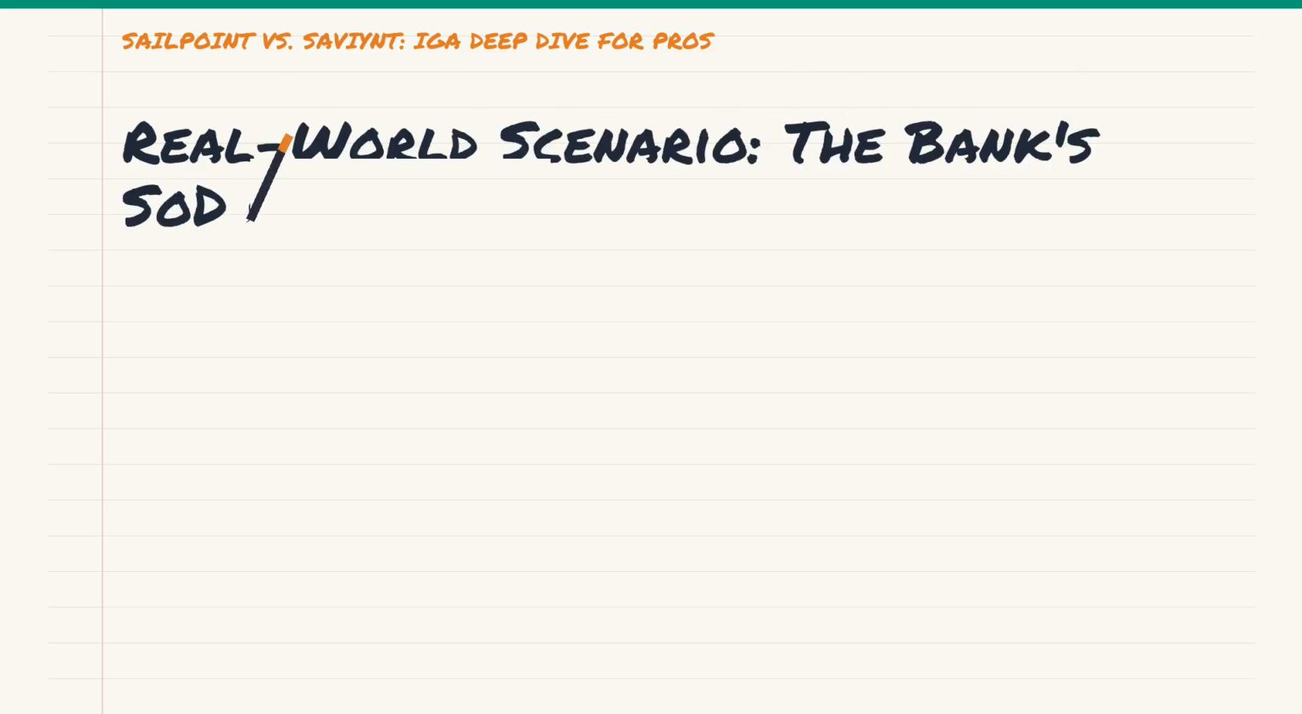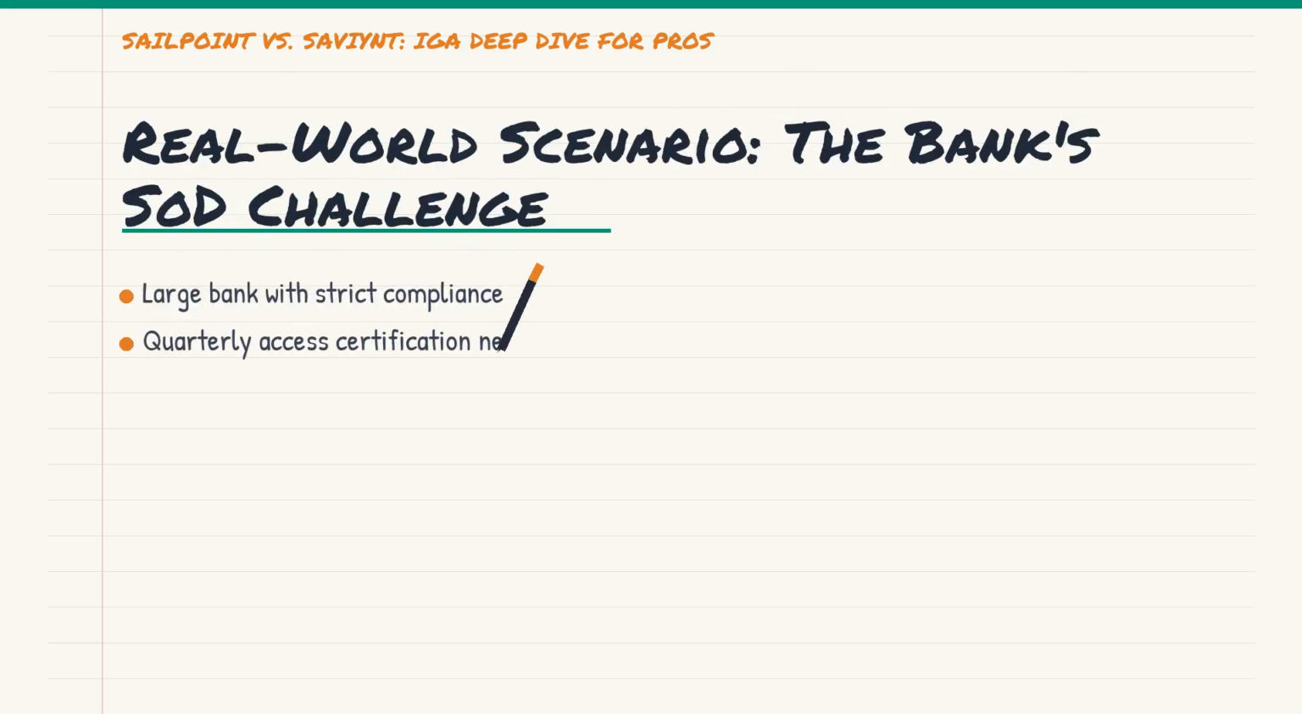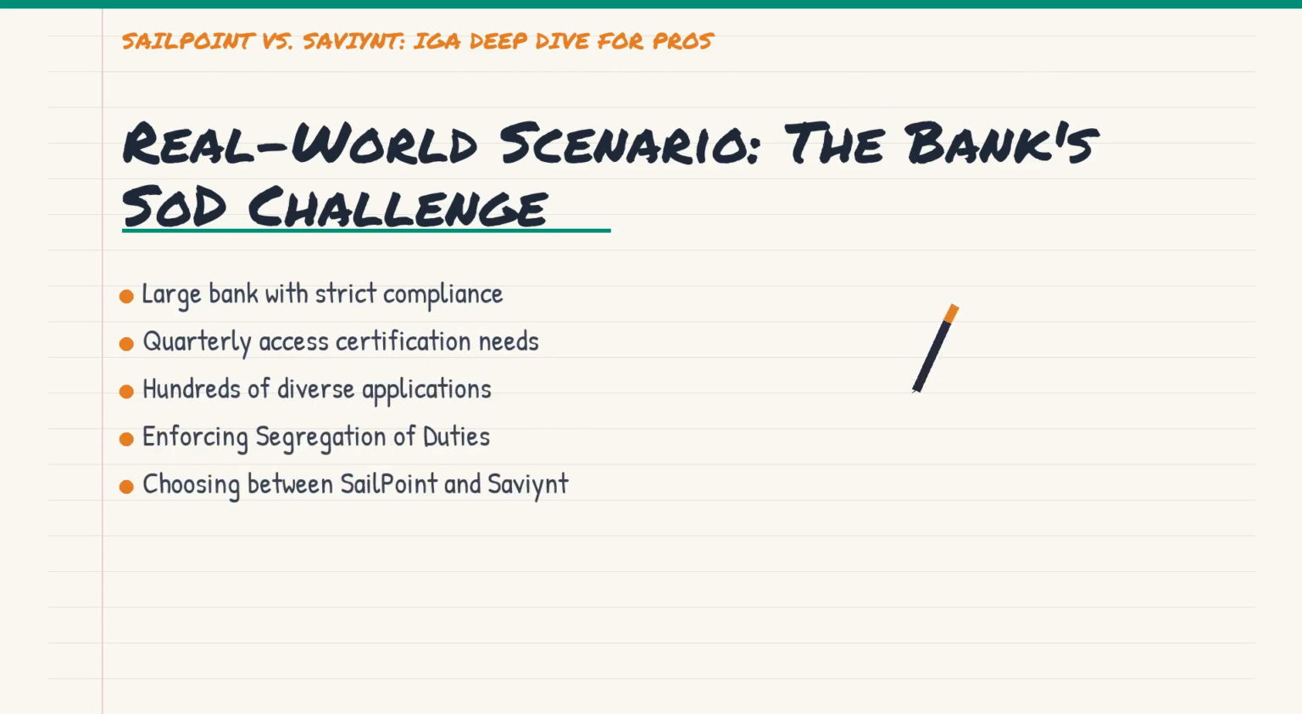Let's ground this with a real-world scenario. Imagine a large, traditional bank. They're running quarterly access certifications and critically need to enforce segregation of duties across hundreds of applications, core banking systems, trading platforms, HR, finance, you name it. They're trying to decide between SailPoint and Saviynt. The bank's IT and security teams are already stressed with compliance demands. They need a solution that can accurately identify SOD conflicts, automate the review process, and integrate with their complex, hybrid IT landscape. This isn't a simple buy-and-click decision.